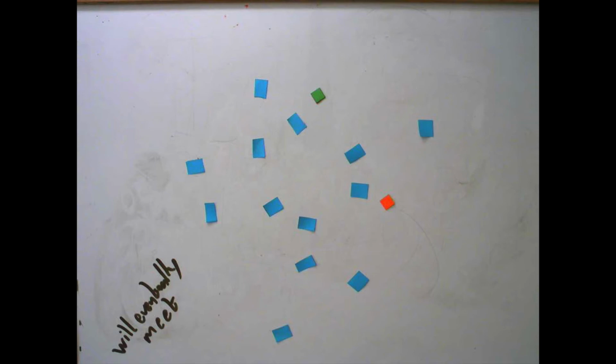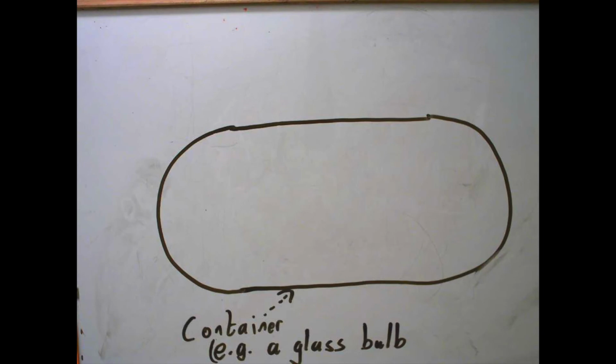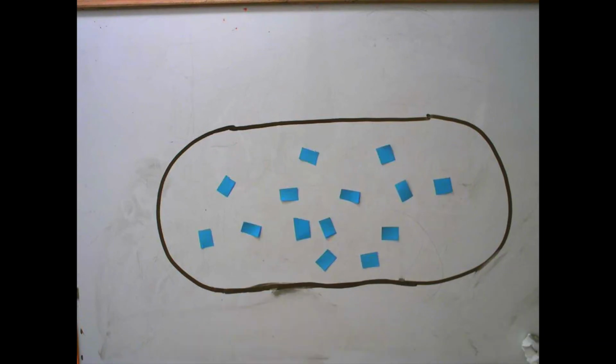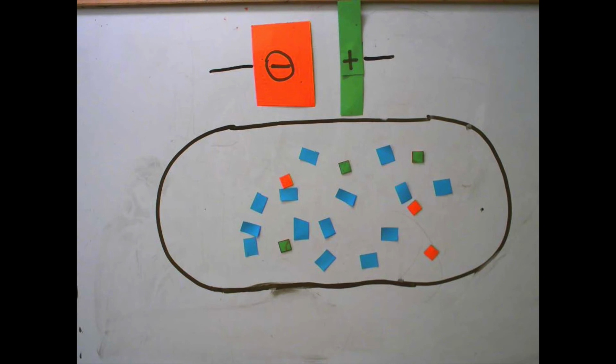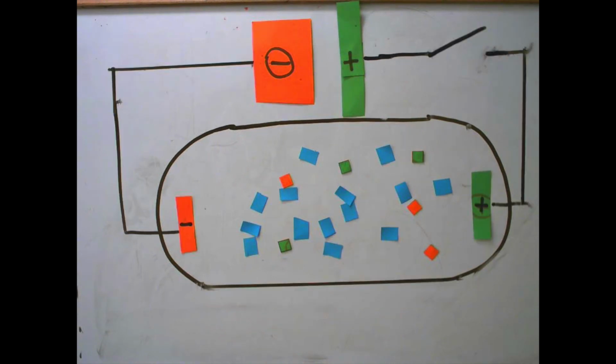So first off, let's imagine we've got a container, let's say a glass bulb, and we're going to fill it with some of that neutral gas again. And again, thanks to background radiation and cosmic rays, some of it will be ionized. Okay, so let's hook it up to a power source. Let's put a couple of electrodes in there, a positive and a negative. Let's close the switch and see what happens.